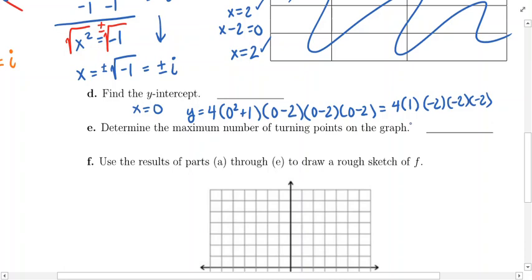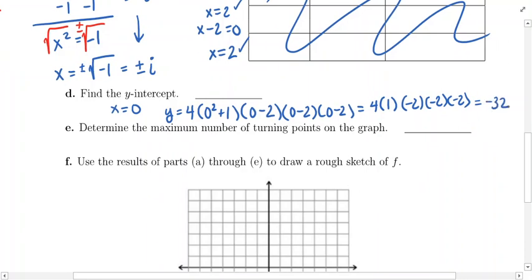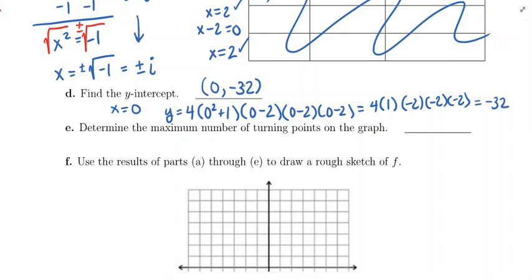All right, so if we multiply all these numbers together, 4 times 1 is 4 times negative 2 is negative 8 times negative 2 is 16 times negative 2 is negative 32. Okay, so the y-intercept here is going to be the ordered pair x is 0, y is negative 32, so that's way down there. Like I said, with these higher degree polynomials, you can really get some big y values. Okay, all right. So moving on to part E, and then we'll put everything together. What's going to be the maximum number of turning points that you can have on this graph?